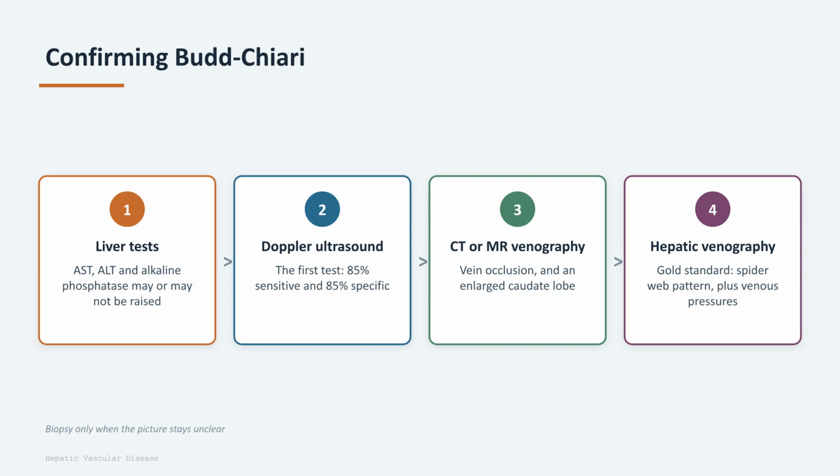Third, contrast-enhanced computed tomography, or magnetic resonance venography. Look for the occluded vein, and look for an enlarged caudate lobe. Fourth, hepatic venography is the gold standard. A spiderweb pattern plus a measured venous pressure. Biopsy only if it is still unclear.